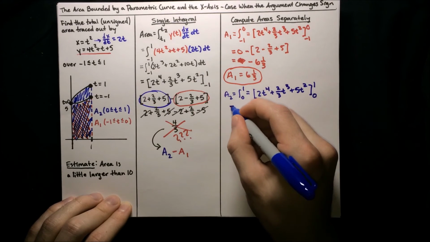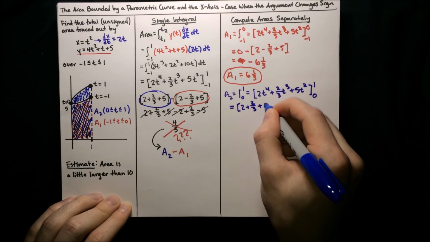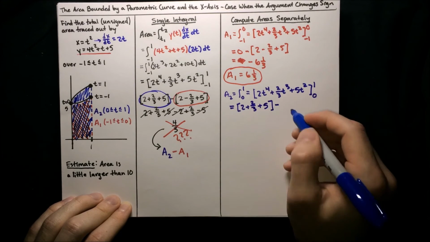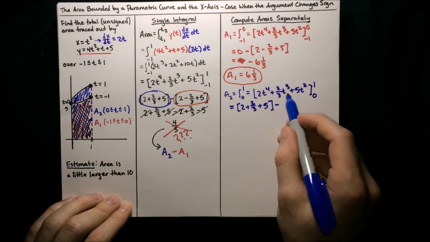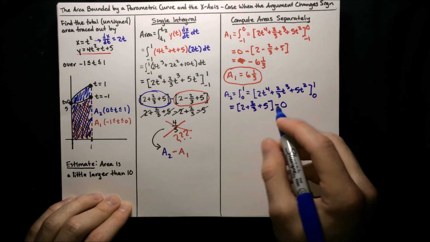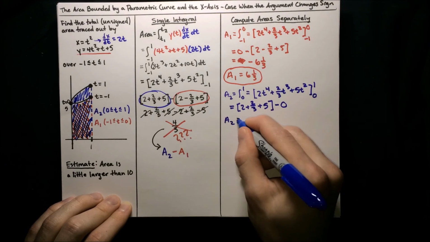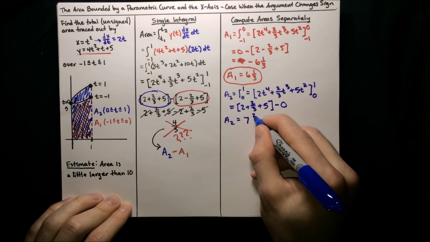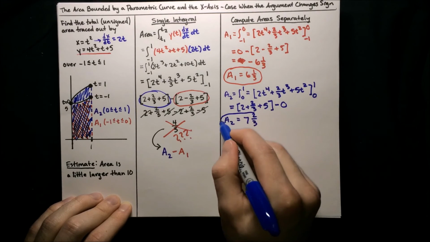So that's just 2 plus 2/3 plus 5 minus everything evaluated at 0. And all that evaluated at 0, every term goes to 0, so just 0. So now we just add up everything and we get that area 2 equals 7 2/3, which is positive, so that's it. That's area 2.